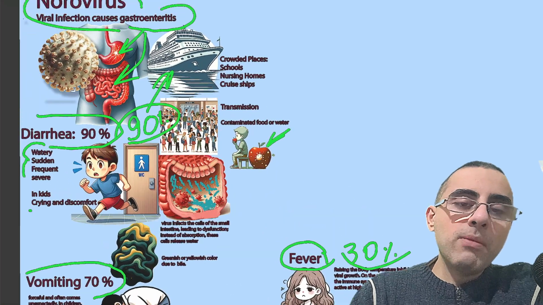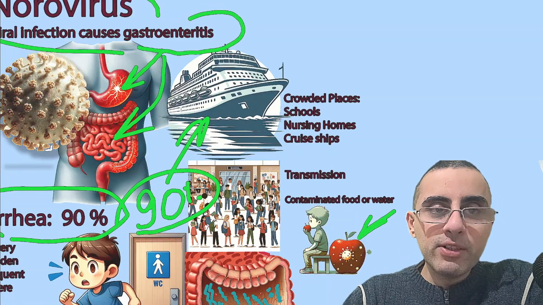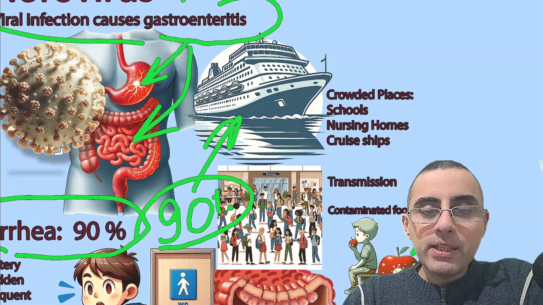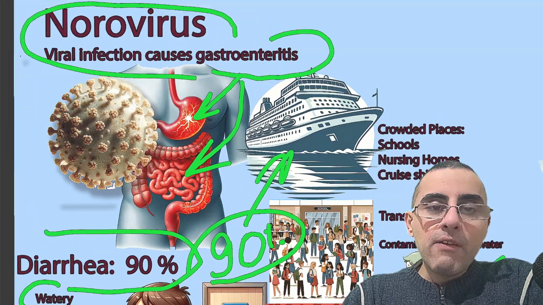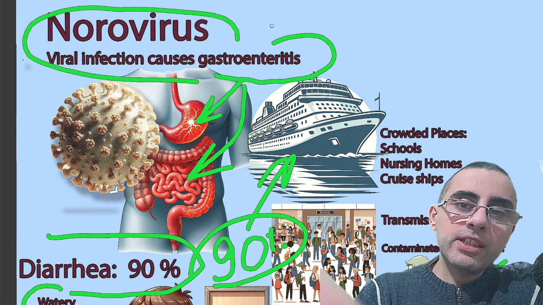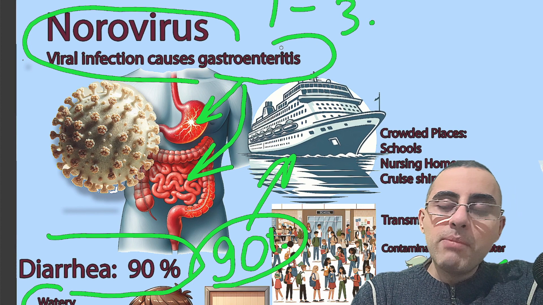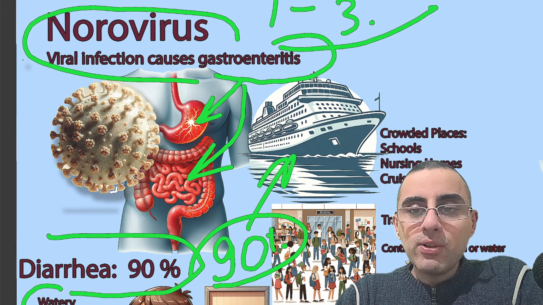Norovirus is a very common infection, extremely common, but usually it has a favorable prognosis, and in 1 to 3 days the person will be much better already.